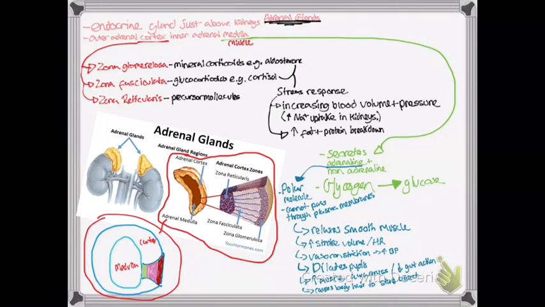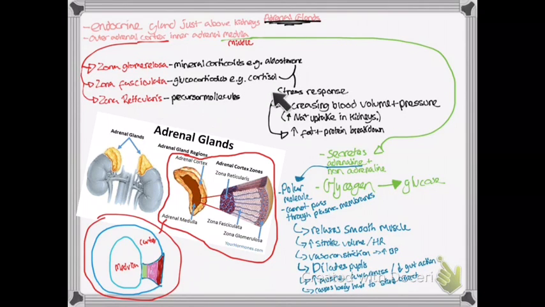Okay, so mineralocorticoids are in the glomerulosa, glucocorticoids are produced in the fasciculata, and precursor molecules are produced in the reticularis. So we've got cortisol produced in the fasciculata and aldosterone produced in the glomerulosa, which are examples that OCR want you to learn, so it's important you do.